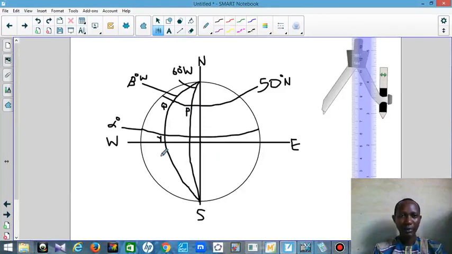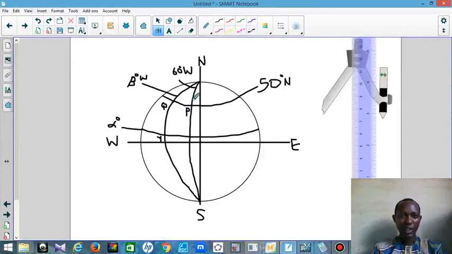With this sketch, we can get our solution. But let's start with PQ first. Remember, we have found the distance PQ. So what we need is this angle, this beta degree west, which is the longitude of Q. So how do we get that? Remember, we need to know the angle between Q and P.